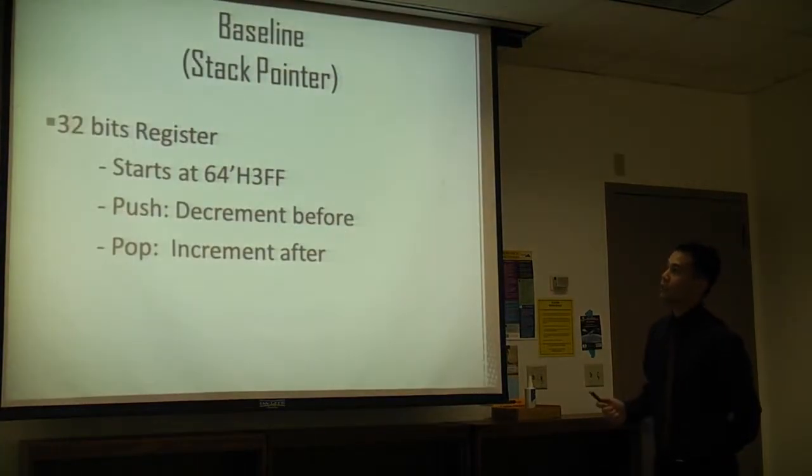Alright, for the stack pointer, we have a 32-bit register. We start at 3FF, but we don't really write into it because we have a decrement before push. So whatever we write is at 3FE, I mean. For pop, we have an increment after.